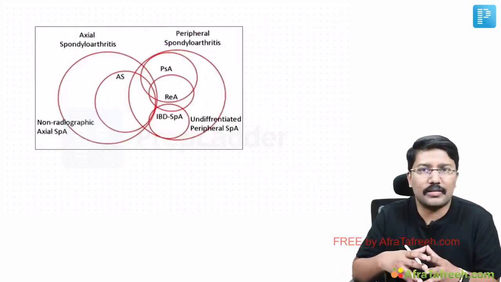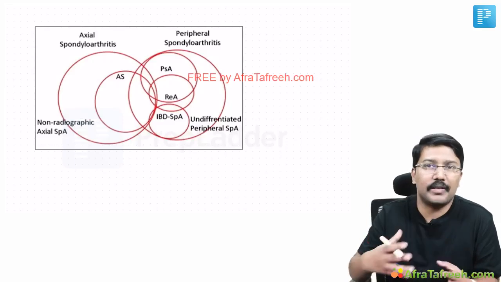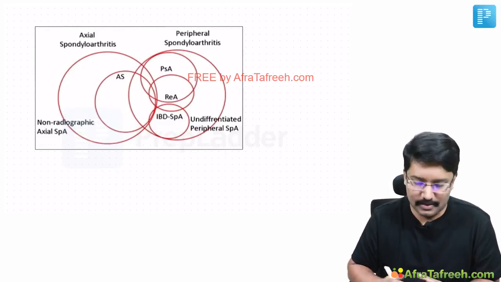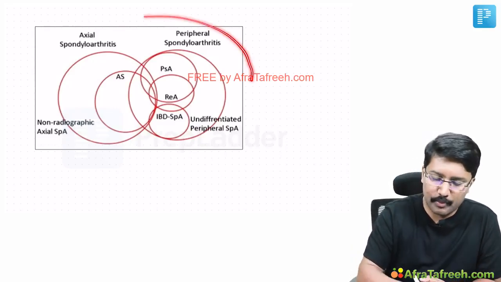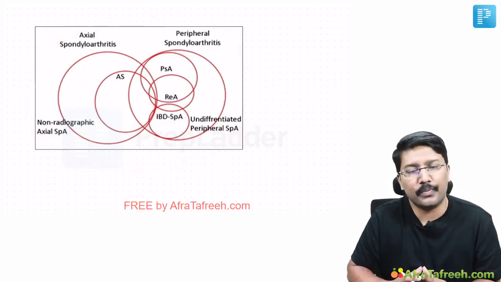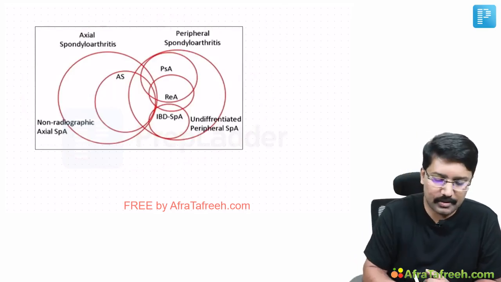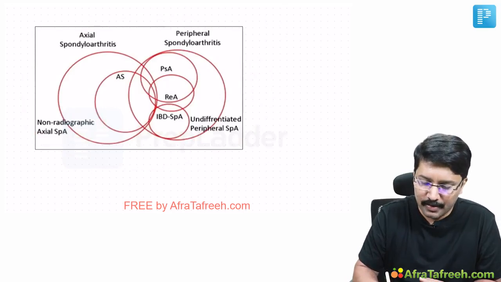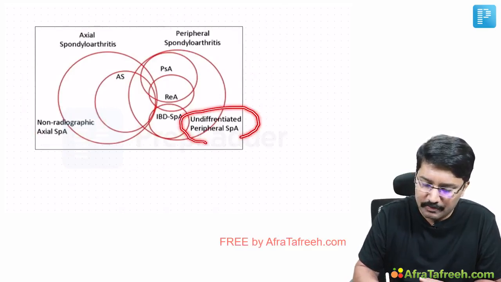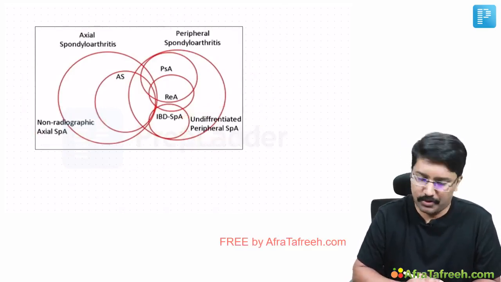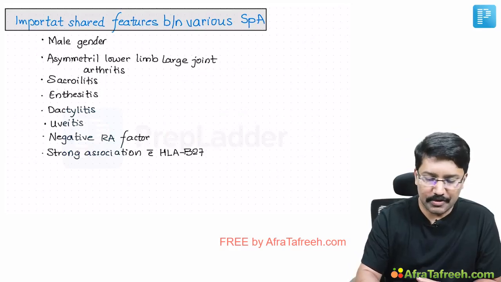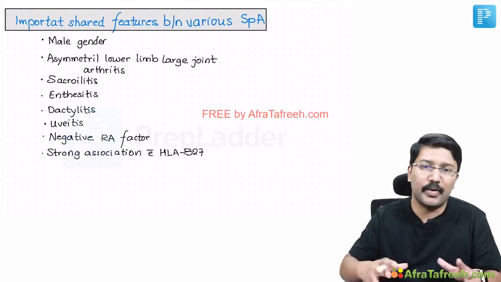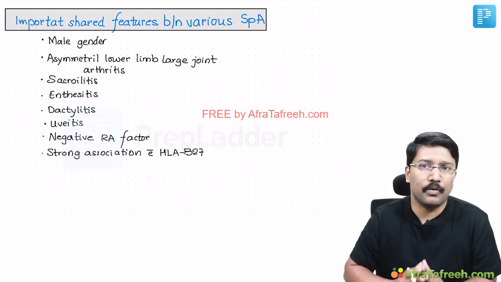I also want you to understand that there is significant overlap between these clinical features, right? From this image, it is very much evident that there is significant overlap between the clinical features of these disorders, right? And be aware that we have these two categories, non-radiographic axial spondyloarthritis and undifferentiated peripheral spondyloarthritis. Okay. Now coming to some important features which are shared between the conditions which are clubbed under the umbrella of spondyloarthritis. What are those?